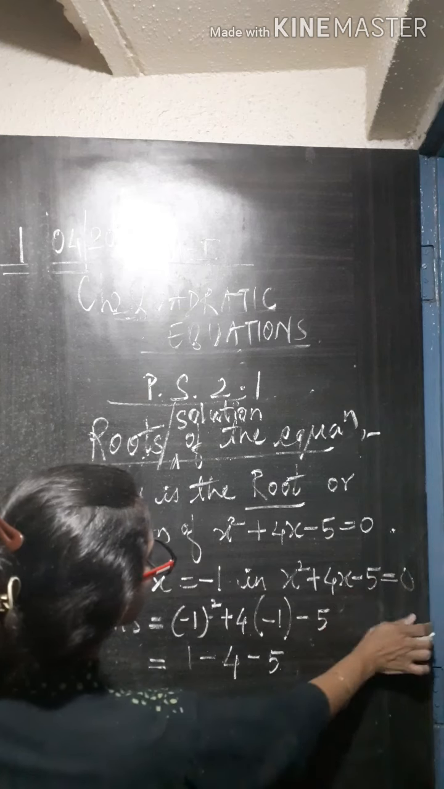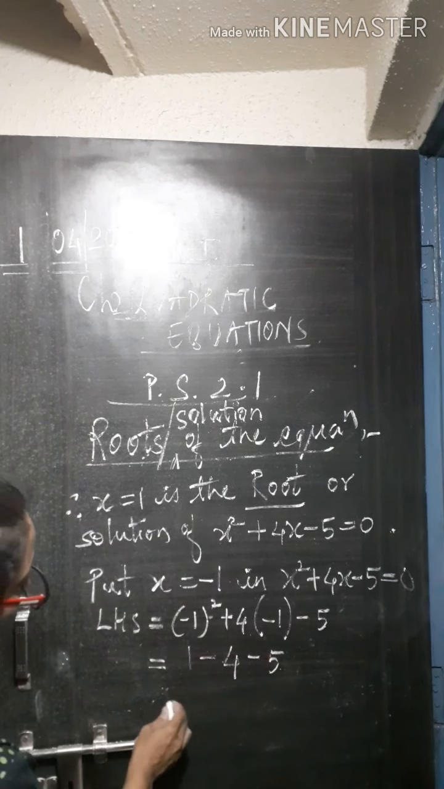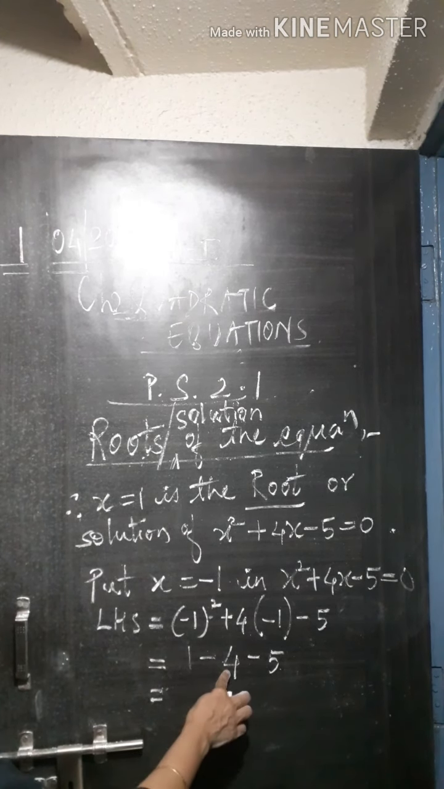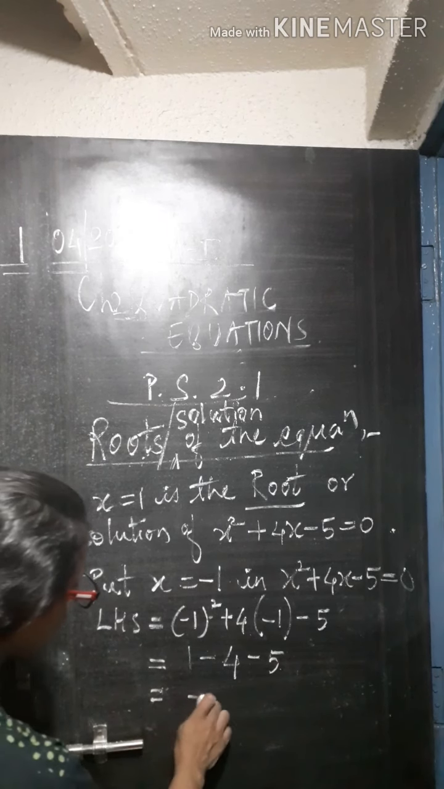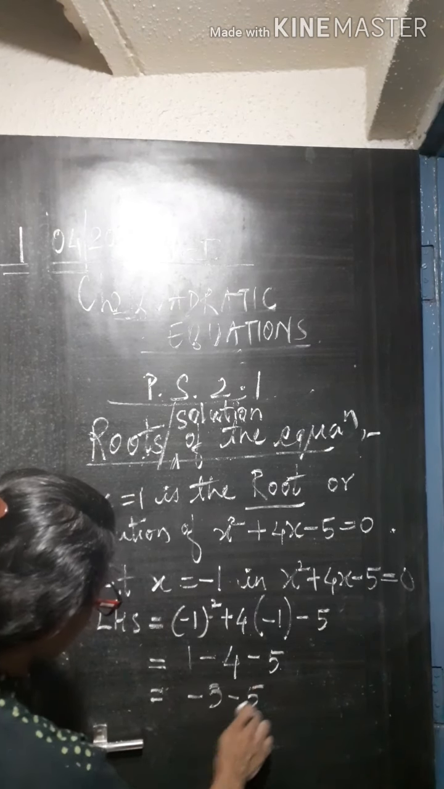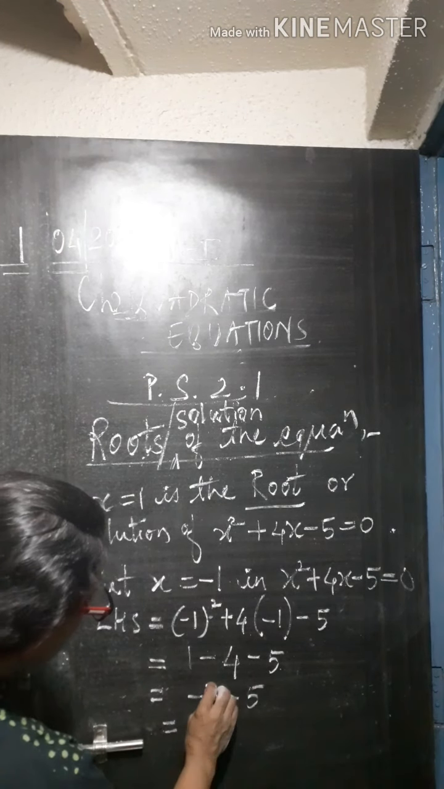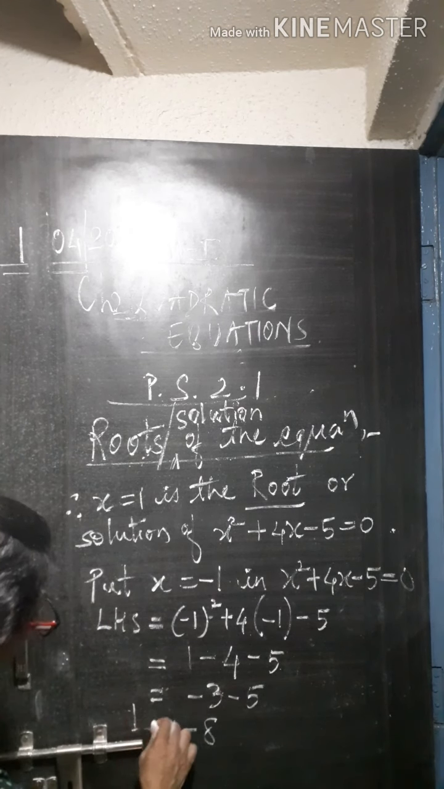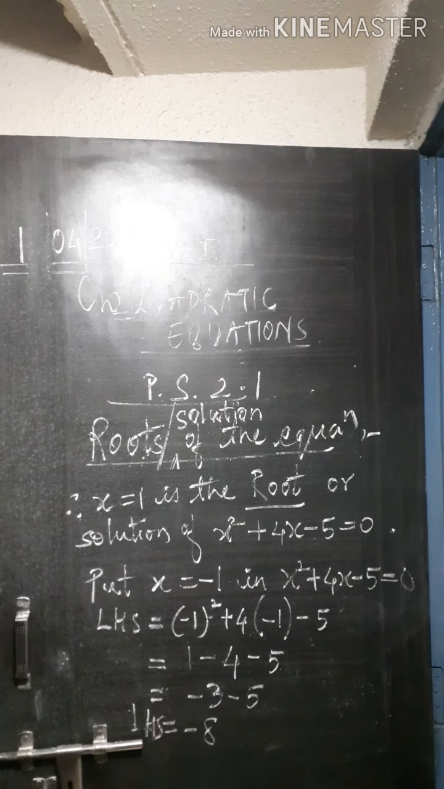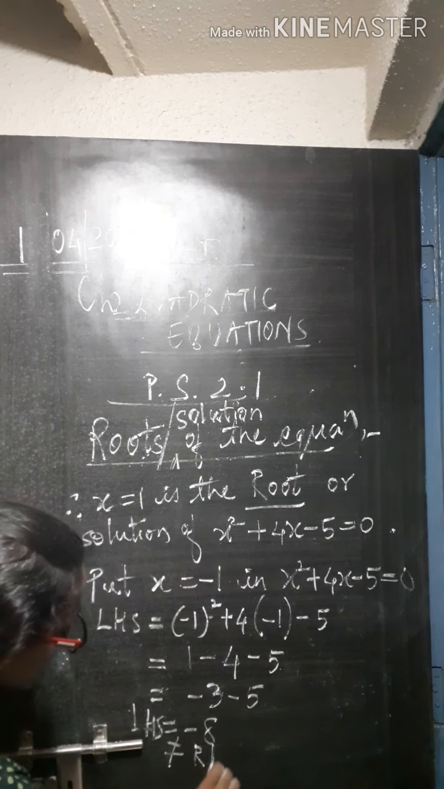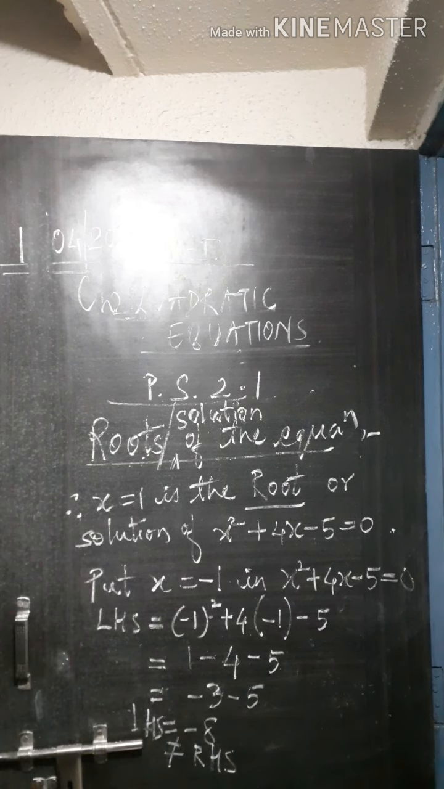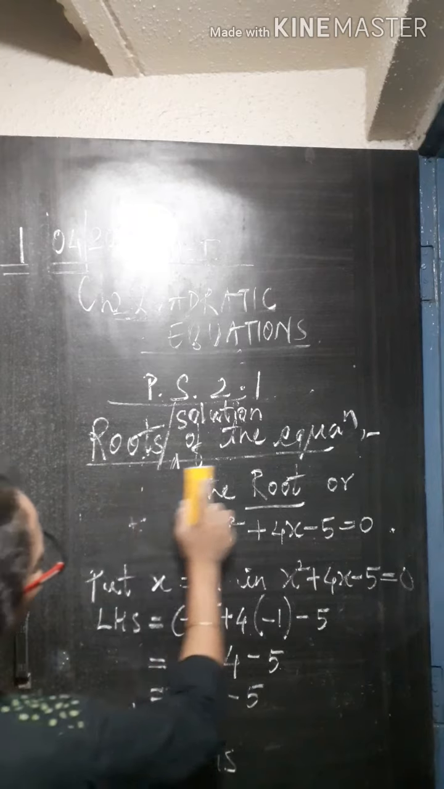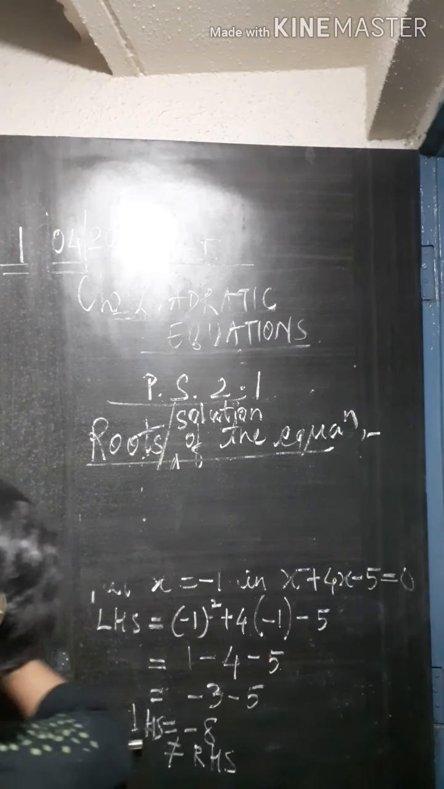Sorry, I have written equal to 0; this is just the left hand side we are solving. That is equal to 1 minus 4, which is how much? Minus 3 minus 5. So that will be equal to what? Minus 8. Left hand side is equal to minus 8, which is not equal to right hand side, right? And therefore it does not satisfy the equation. So what do we say? x equal to minus 1 does not satisfy the equation.